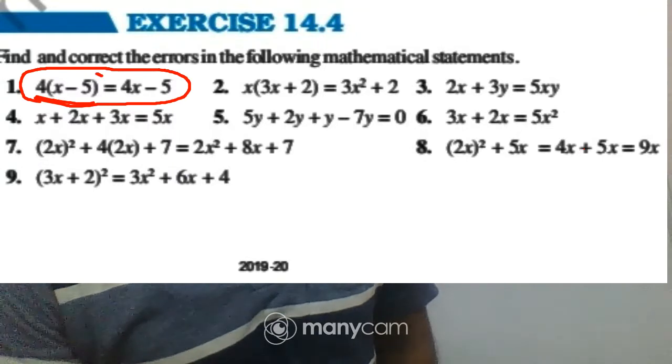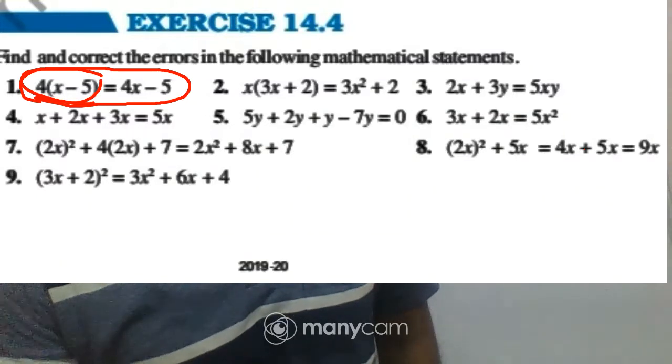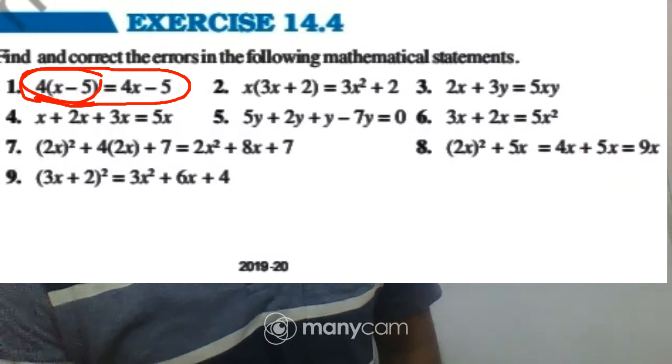First we check it. We take the left hand side, 4 into x minus 5, and we solve it. If you find it is equal to 4x minus 5. So let's see how to solve it, how to find the error and how to correct it.